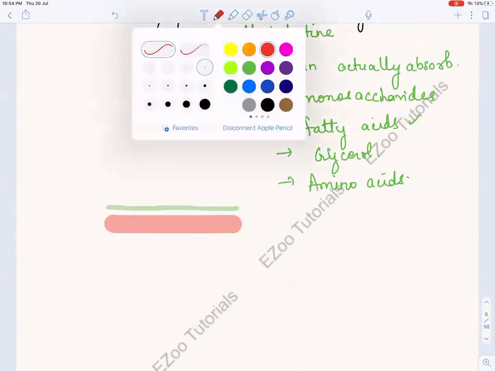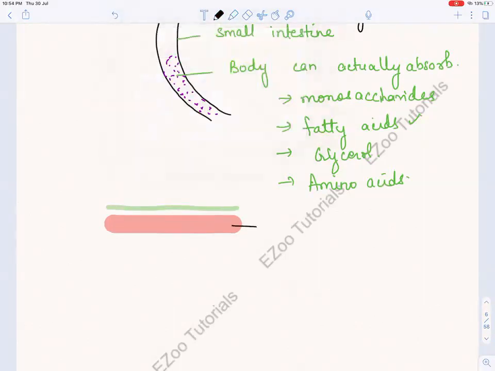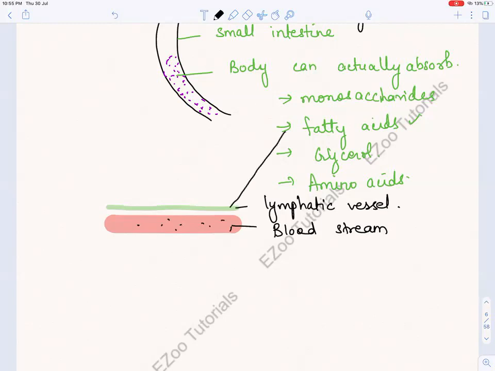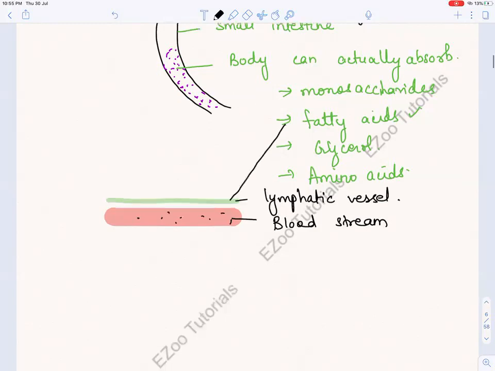So I have drawn this as the bloodstream, and this as the lymphatic vessel, okay? So what will happen? The food will get absorbed over here, and the fatty acids will get absorbed in the lymphatic vessels. We'll do this, and it's very interesting, okay?